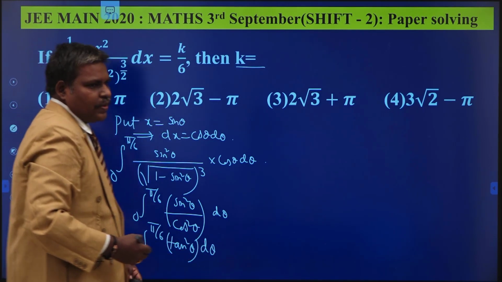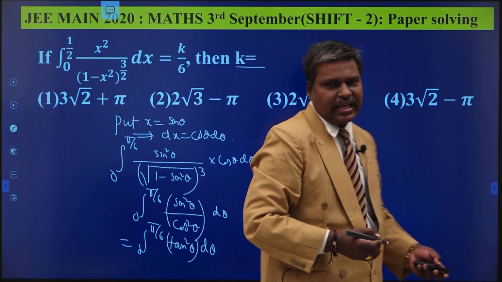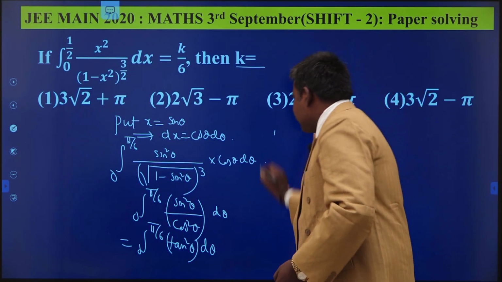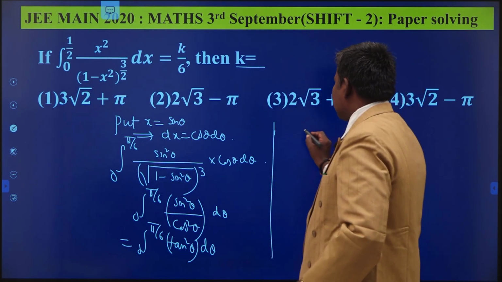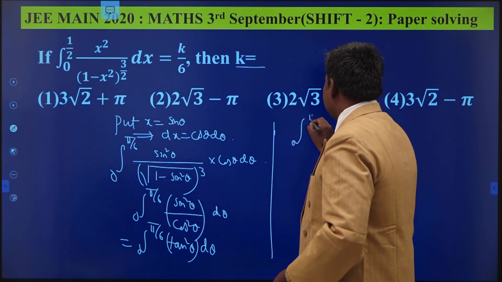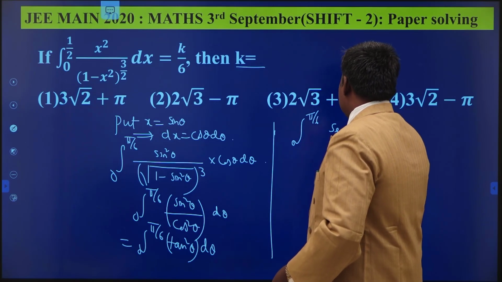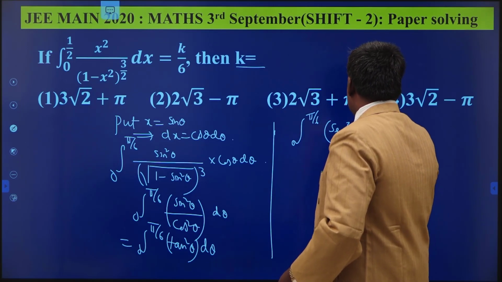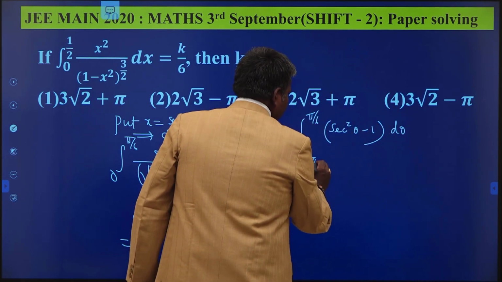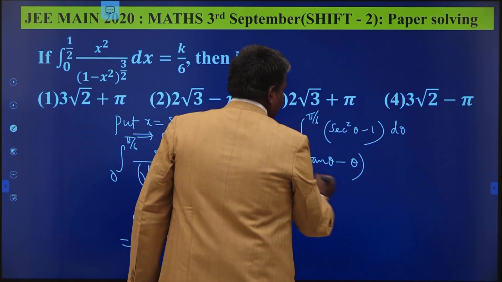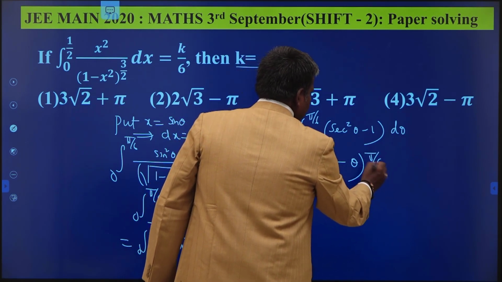How can you write this tan square theta? We don't know a direct formula for the integration of tan square theta. That is why I convert that into secant square theta minus 1. Integral 0 to pi by 6 of (secant square theta minus 1) d theta. What is the integration of secant square theta? Tan theta minus theta, limits from 0 to pi by 6.